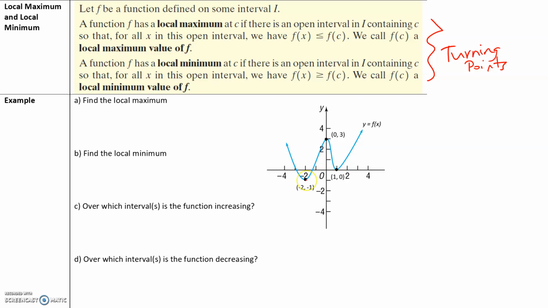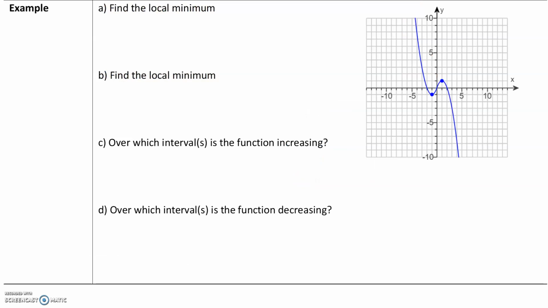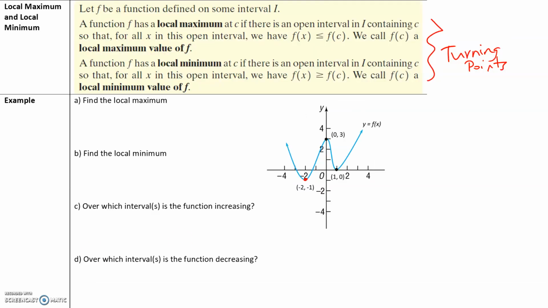If I look at this point, for example, it's a turning point. Around its neighbors, the x values immediately around this point, it's the lowest point, which is why it's called a local minimum. Same thing here. A turning point is when the graph turns: the graph is going up, then it goes down. This one is a local maximum because around its neighbors, it is the highest point. This one is a local minimum. Any turning point is going to be a local minimum or a local maximum. Here the graph turns, so around its neighbors, this is the lowest point.